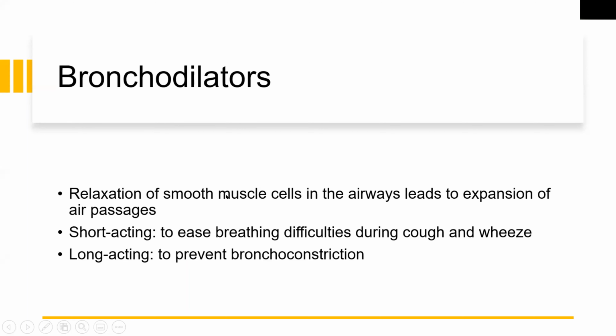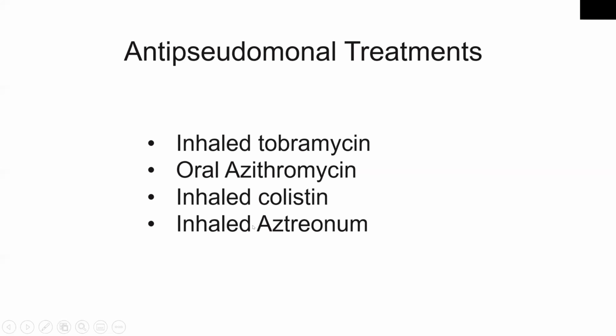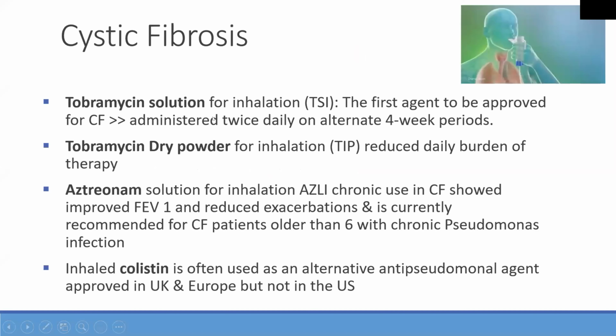Bronchodilators are important to relax airway smooth muscle and improve breathing difficulty. And the Pulmozyme or dornase alfa usually attacks the excessive neutrophil DNA that accumulates with neutrophilic inflammation in the airways. Antipseudomonal treatments mainly are aminoglycosides like inhaled tobramycin, oral azithromycin, colistin, and inhaled aztreonam.